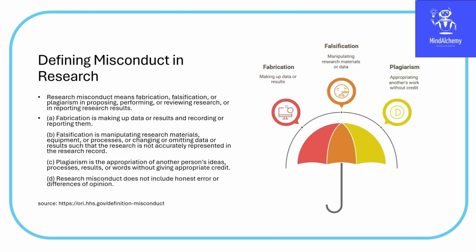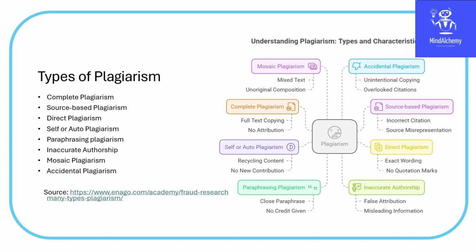That is, plagiarism, as I have already said, it is representing someone else's work as your own, which is again a serious misconduct in research. So, research misconduct does not include honest error or differences in opinion. You can have difference in opinion from any other researcher or an established researcher, but then that is not a misconduct. I have also jotted down different types of plagiarism for you.